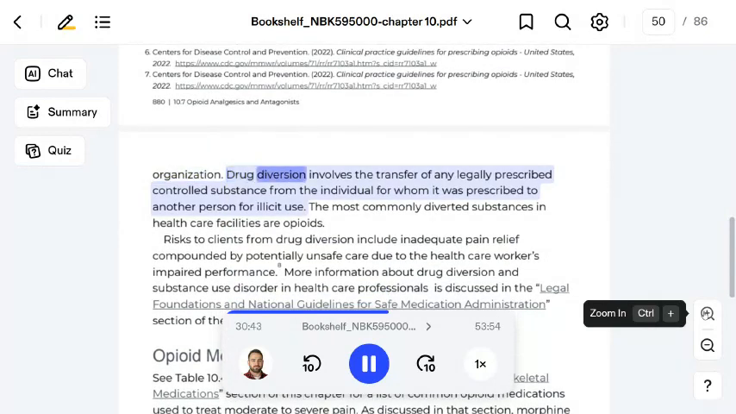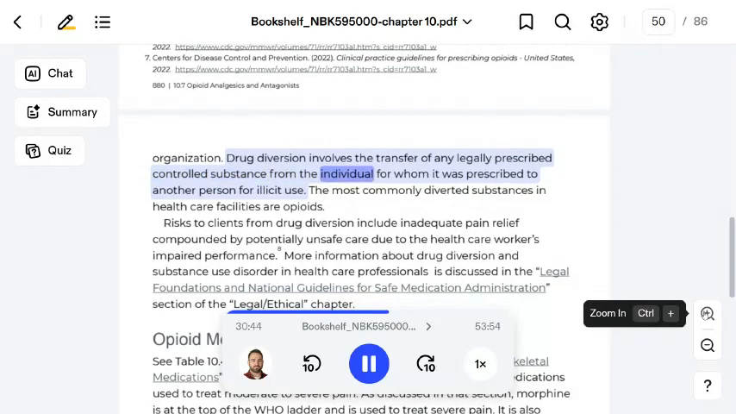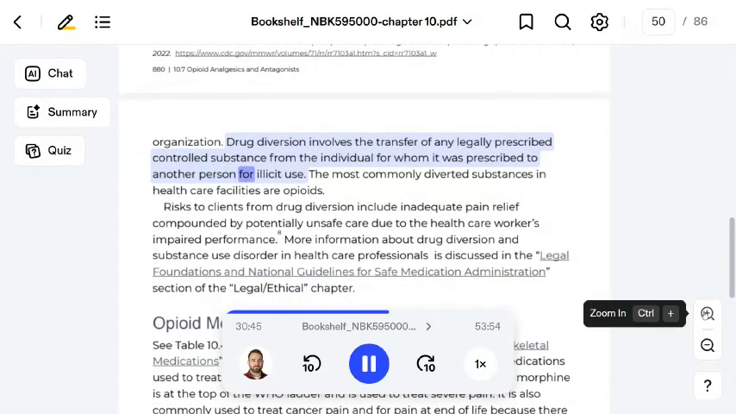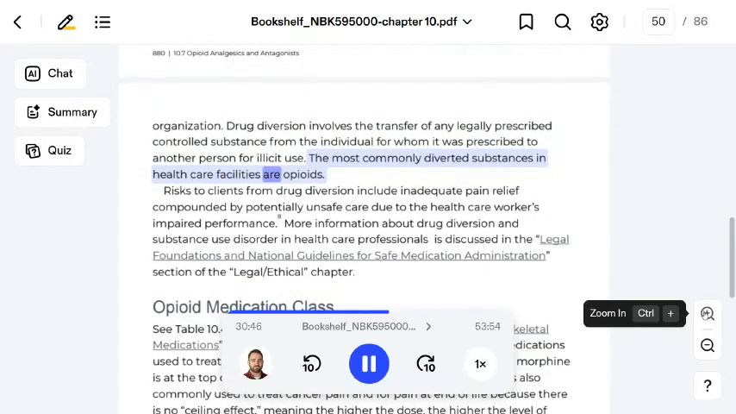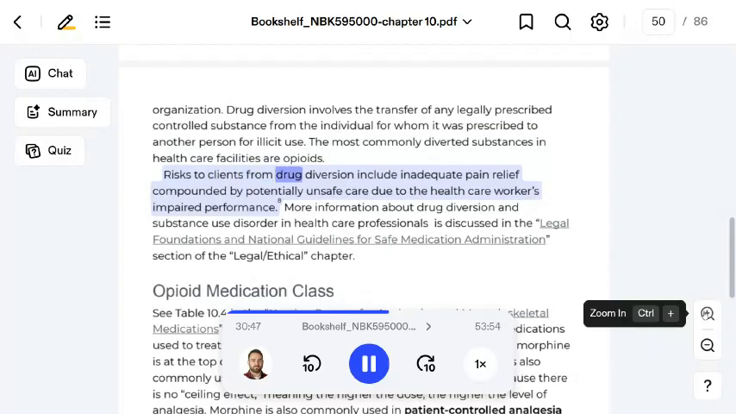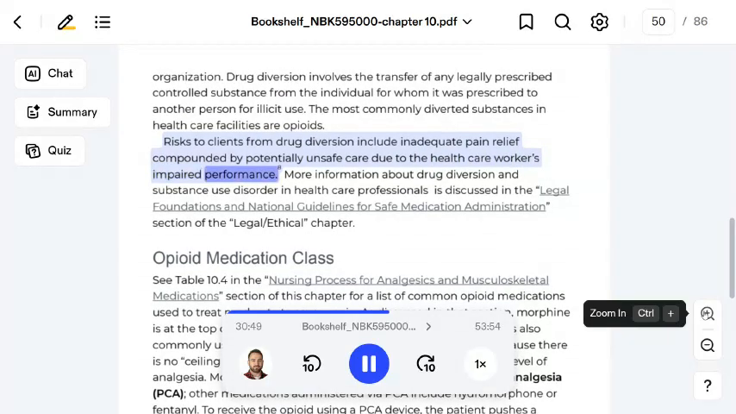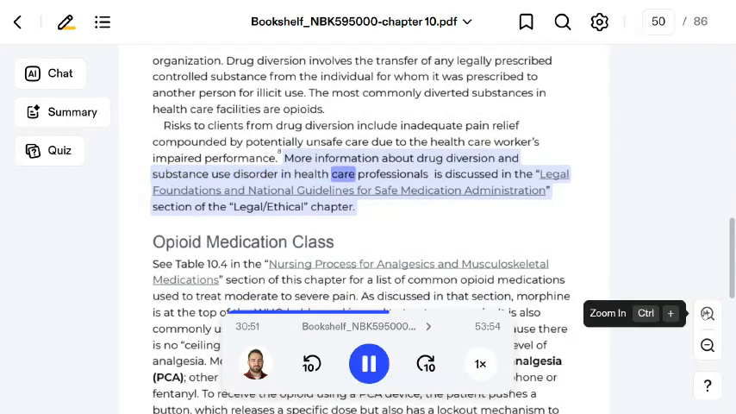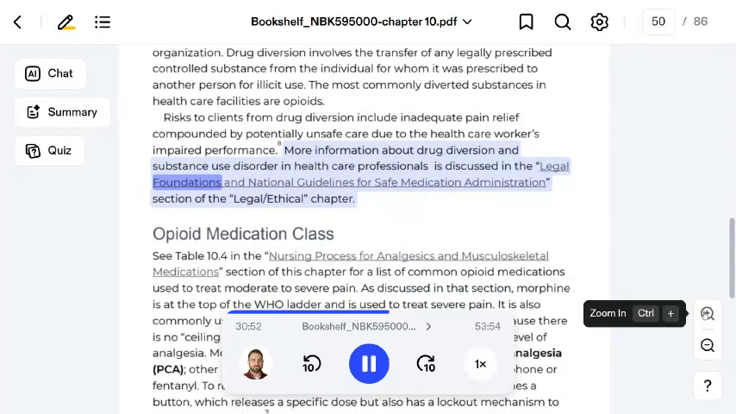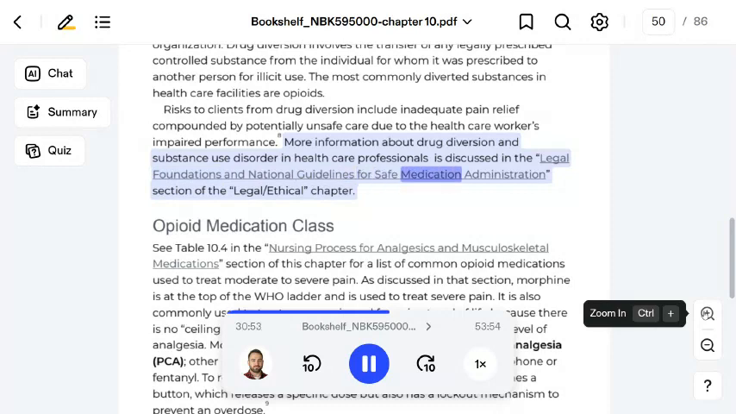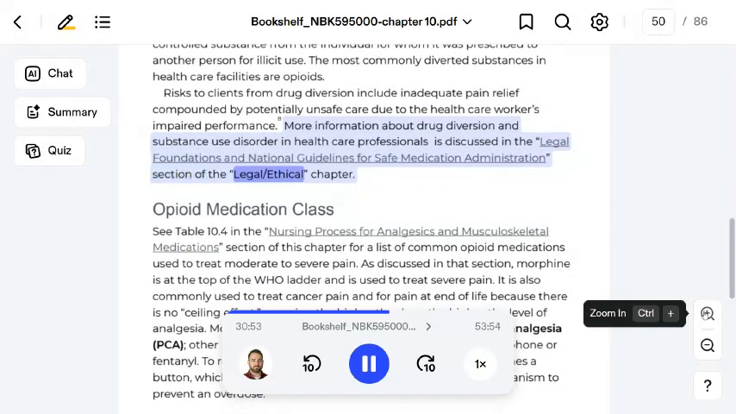Drug diversion involves the transfer of any legally prescribed controlled substance from the individual for whom it was prescribed to another person for illicit use. The most commonly diverted substances in healthcare facilities are opioids. Risks to clients from drug diversion include inadequate pain relief compounded by potentially unsafe care due to the healthcare worker's impaired performance. More information about drug diversion and substance use disorder in healthcare professionals is discussed in the Legal Foundations and National Guidelines for Safe Medication Administration section of the Legal Ethical Chapter.